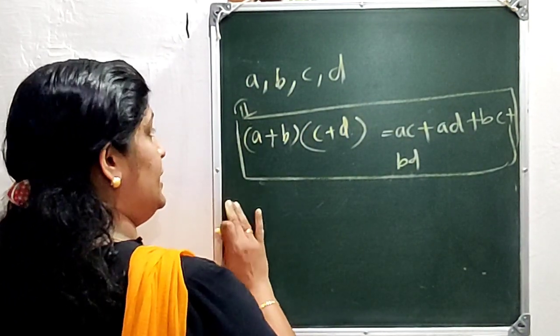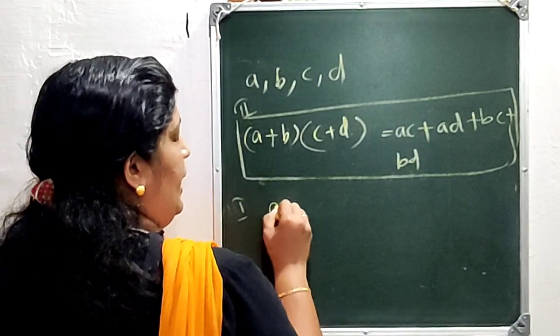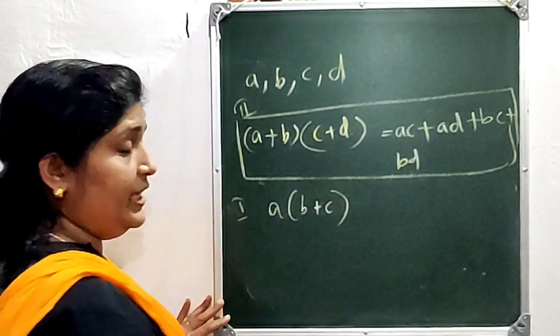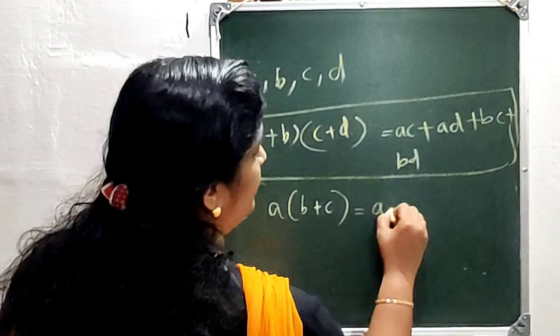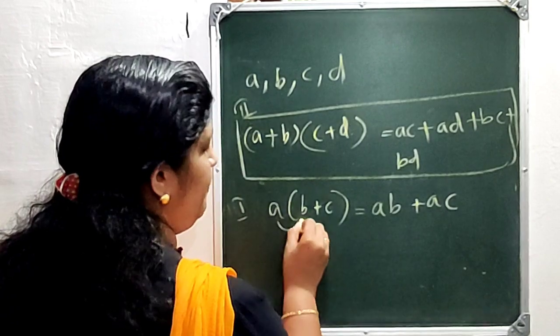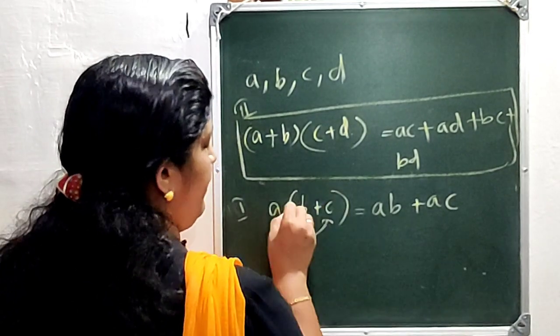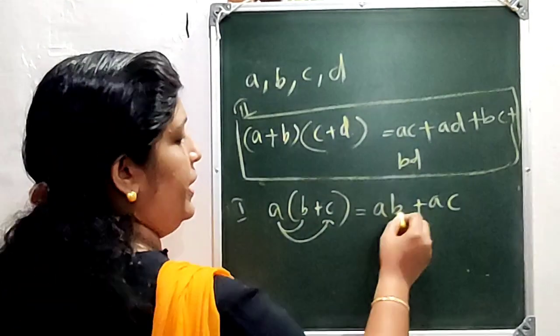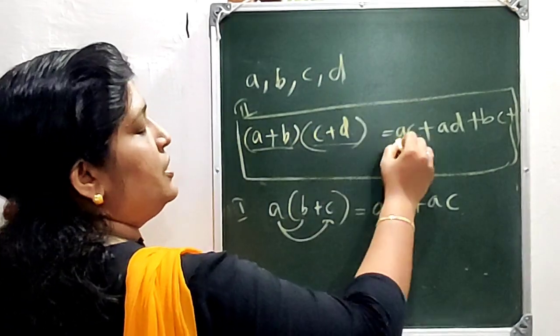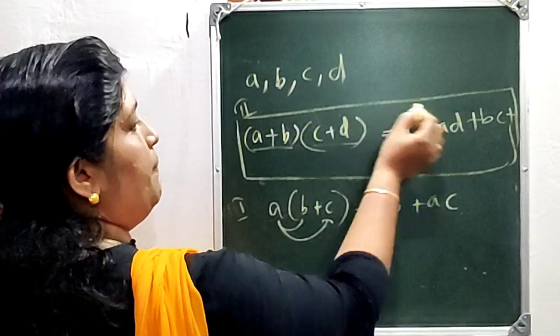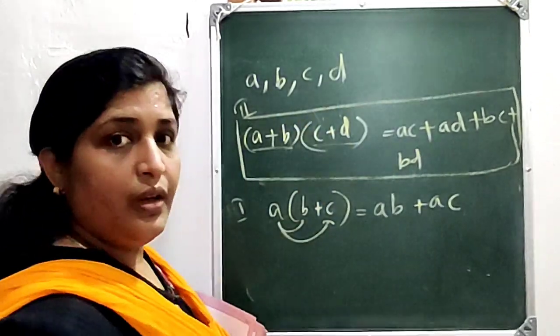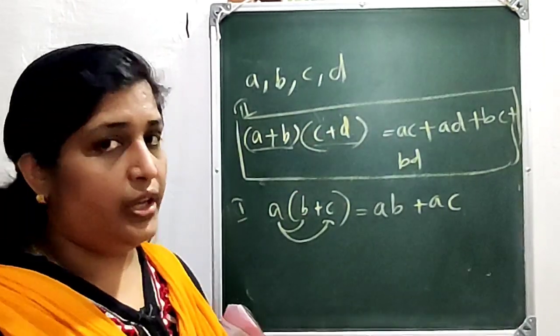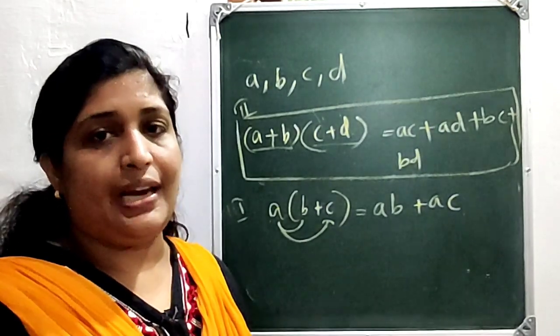And what was our first identity? Our first identity using a, b and c is a into b plus c is equal to ab plus ac. Let us multiply each number inside the bracket with the number outside the bracket, then find its sum. And here a plus b into c plus d is equal to ac plus ad plus bc plus bd. These two are identities. In this chapter we have some more identities like this. We can use these identities to find the product of some big numbers.